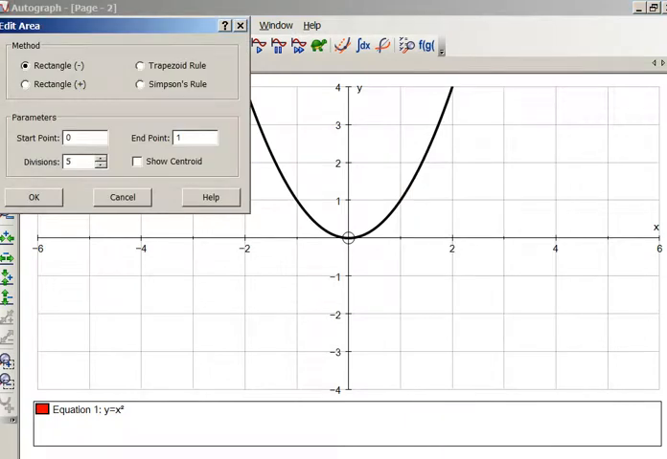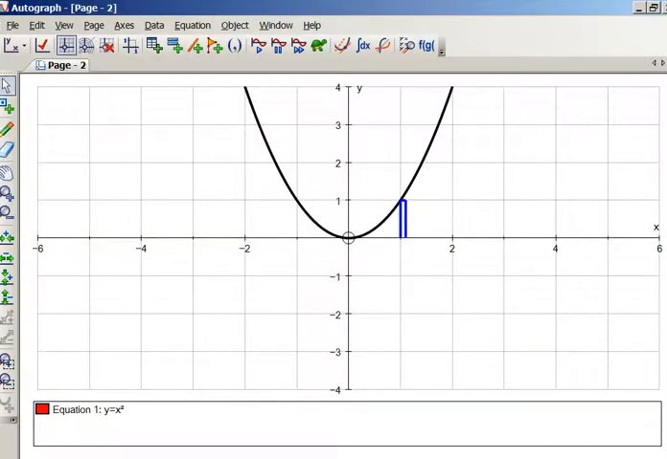Let me just start at 1 and go to 1 1/10. What we're actually doing is taking that region from x equals 0 to x equals 2 and dividing it up into small rectangles. By finding the area of each individual rectangle and then adding them all together, we'll have an approximation for the area under the curve.